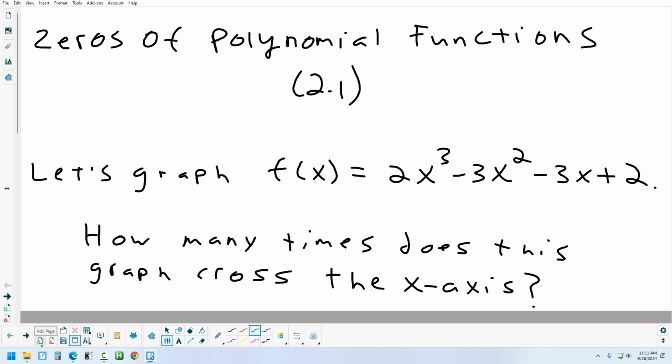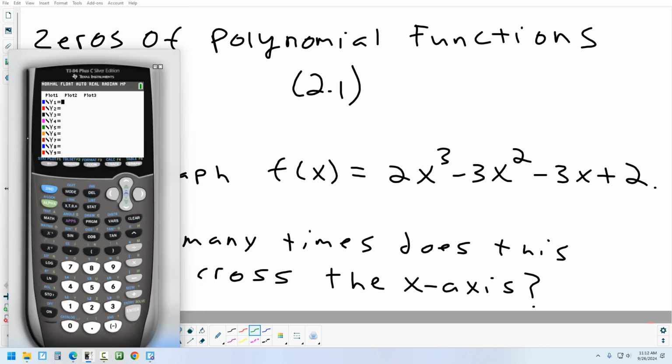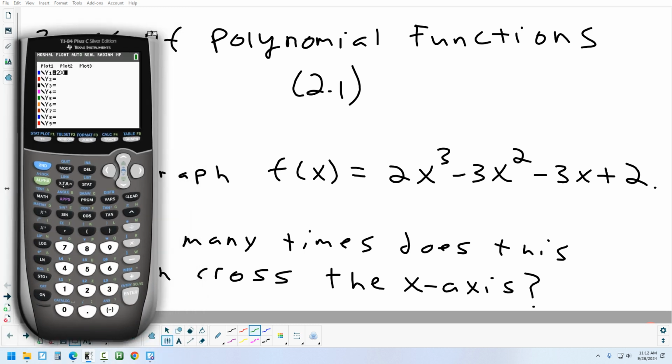Basically, what a zero of a polynomial is, it's where it crosses the x-axis. That's how you can think of it visually. Let's graph that, and let's see where it crosses the x-axis. Okay, so I'm going to type in 2x cubed minus 3x squared minus 3x, and plus 2. All right, I'm going to do zoom 6.